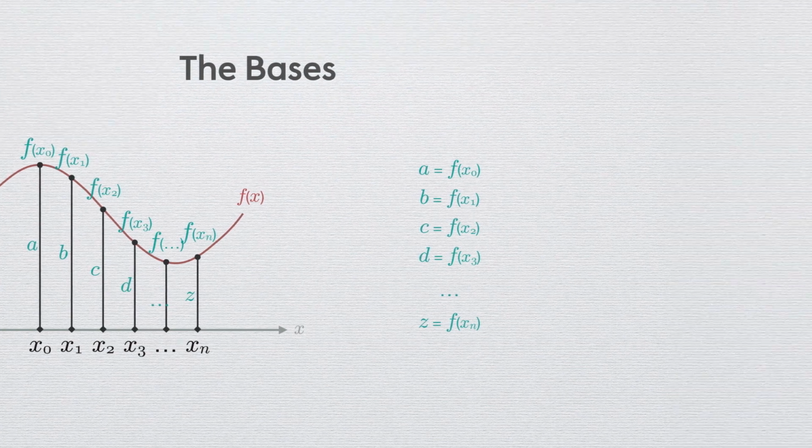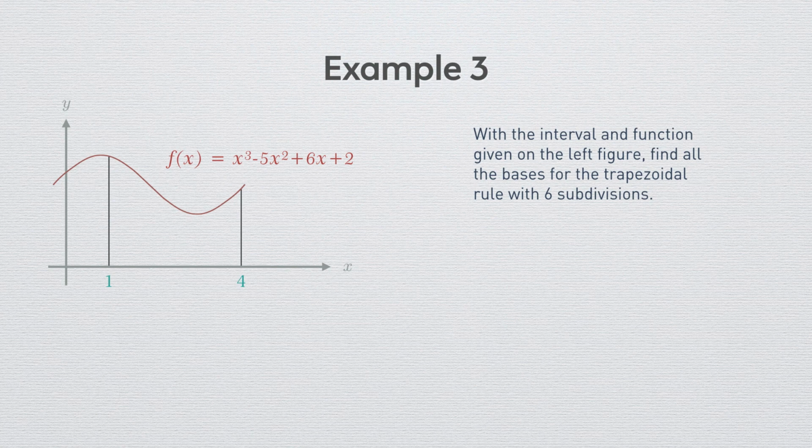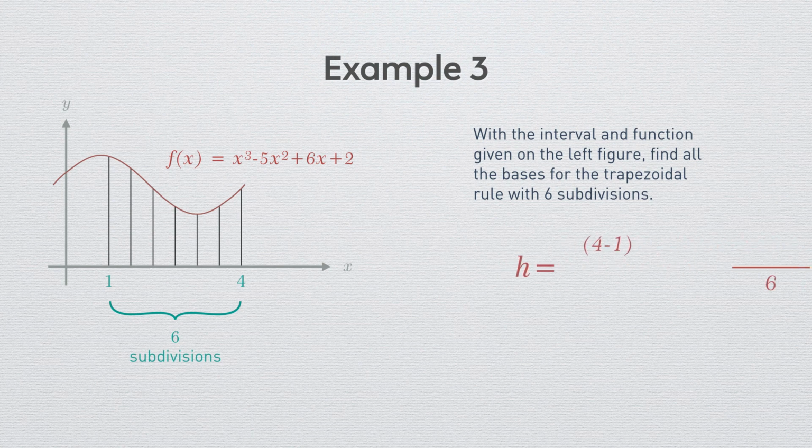Let's just show that concept with example 3. With the interval and function given on the left figure, find all the bases for the trapezoidal rule with 6 subdivisions. Okay, since we are going to divide this interval length into 6 pieces, that means h is equal to 4 minus 1 divided by 6, which is half. That means we're going to keep adding by half to get the consecutive points. Notice that we already have 7 points, which is 1 extra point from the subdivision.